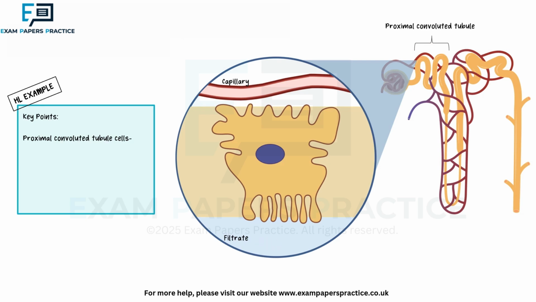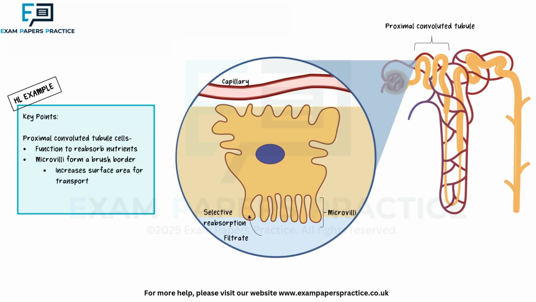They have microvilli that form a brush border. This greatly increases the surface area of the membrane, which allows for more materials to be transported into the cell during selective reabsorption. The base of the cell includes invaginations of the membrane, which also increases the surface area for nutrients to move back into the bloodstream through the capillary.